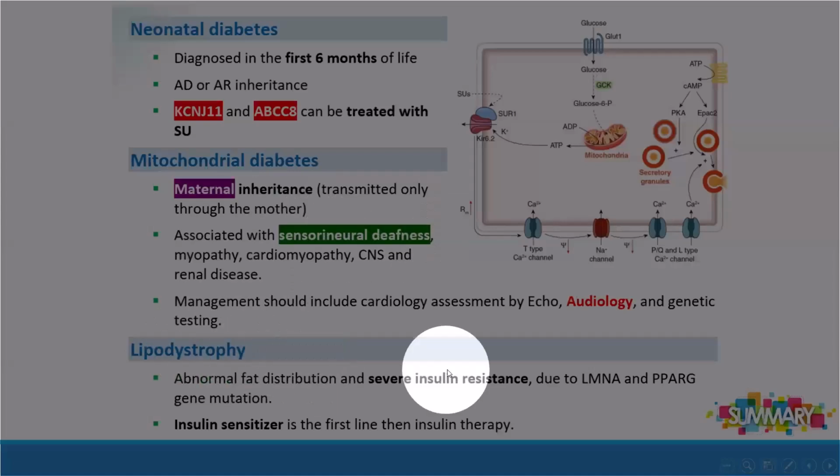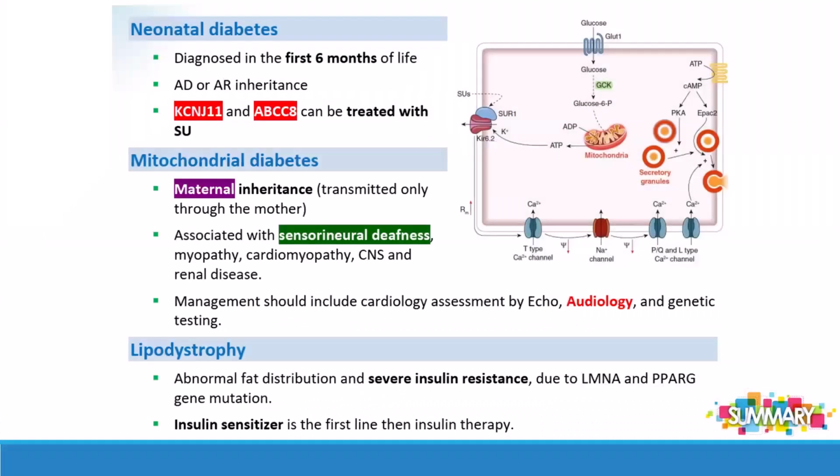Lipodystrophy is severe insulin resistance due to the lamin A/C and PPAR gamma gene mutation, and usually requires insulin therapy and an insulin sensitizer.